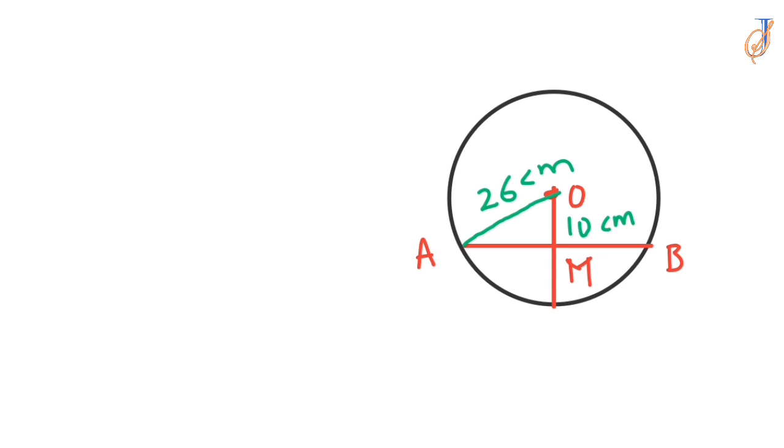Let's start. For this question, the given information is OA, the length, is 26 centimeters and OM, the length, is 10 centimeters. Our goal is to find the length of the chord. Here AB is the chord of this circle, so we need to find this. For that, observe the point M. So this M is the midpoint of the chord, isn't it?